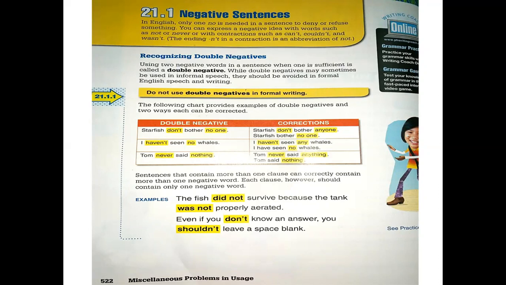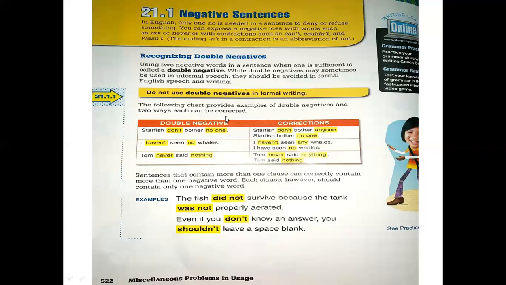informal speech, they should be avoided in formal English speech and writing. Do not use double negatives in formal writing. So anything that has double negatives in a single sentence is very inappropriate, very informal. So here they have given us some examples of double negatives and the way they have corrected them. The chart provides examples of double negatives and two ways each can be corrected.